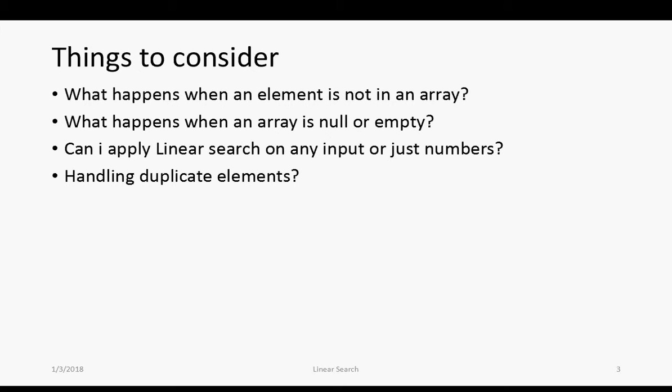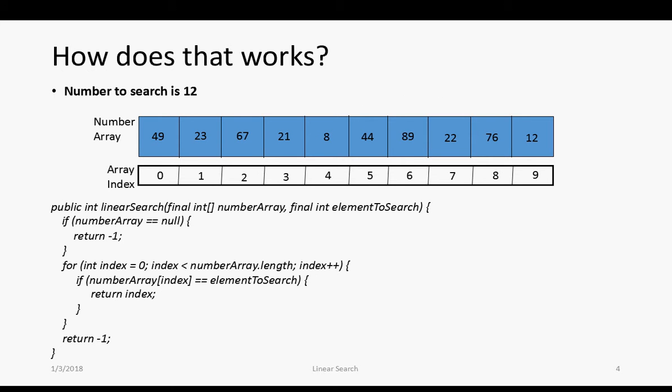Moving to the next slide, where we will explain how exactly linear search works. Let's consider the same array that we saw in slide 1, and we are trying to search for the element 12. Here is the code that I have written. The very first line checks whether my array is null or not. It's an invalid input, hence I'm returning -1 there. But in our case, it's not empty.